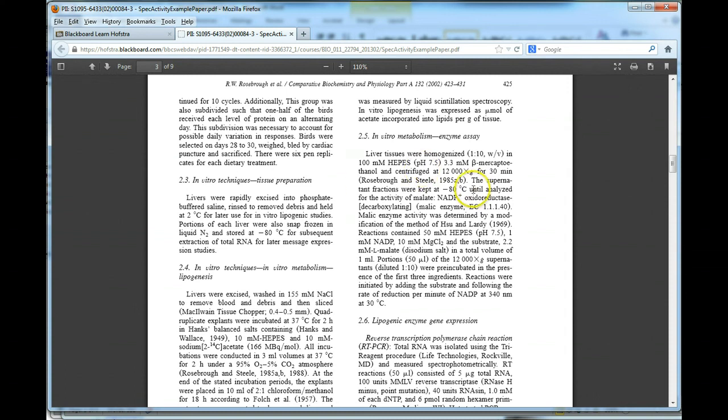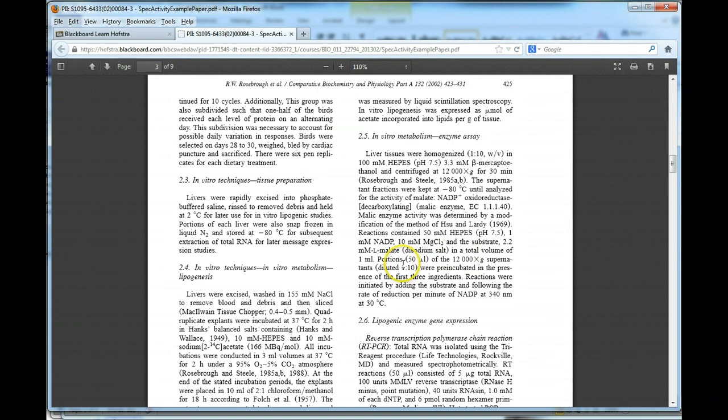Okay, the supernatant fractions were kept at -80. Oh, doesn't that sound familiar? Until analyzed for activity. Okay, down here, malic enzyme activity was determined by a modification of the method of Shu and Lardy. We don't have a reference like that. Reactions included 50 millimolar HEPES, pH 7.5, 1 millimolar NADP, 10 millimolar magnesium chloride, and the substrate, 2.2 millimolar L-malate as the disodium salt.